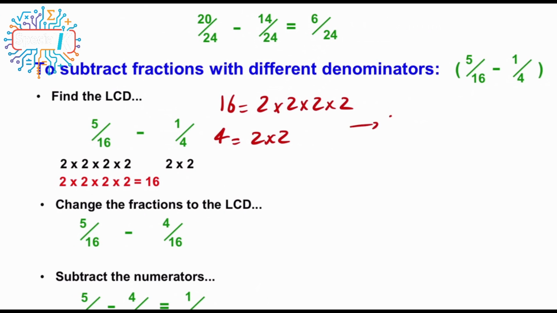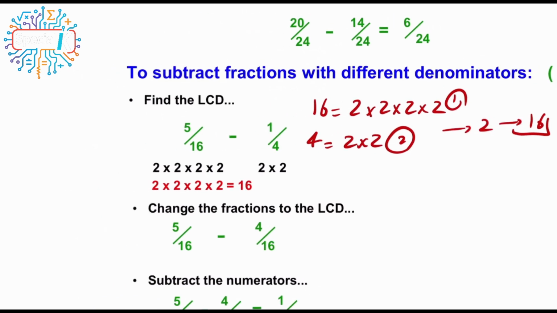The prime number is 2, but let's look at the repetition. For the first part, I do have 4 repetitions. For the second part, I only have 2. So consider the one that has the most repetition: 2 times 2 times 2 times 2, 4 times, which is going to give me 16. So 16 is the common denominator.